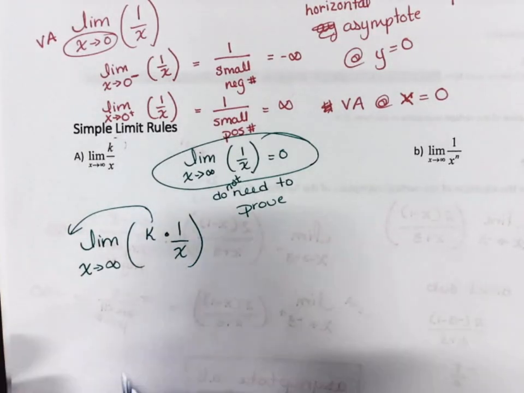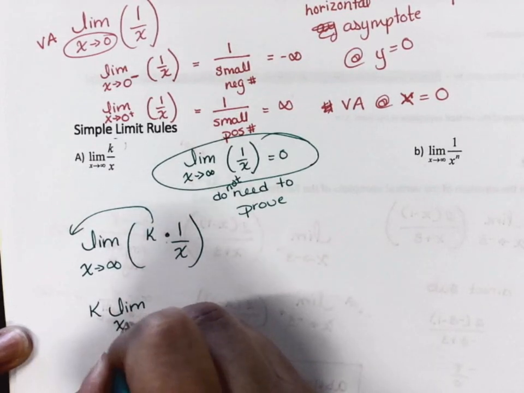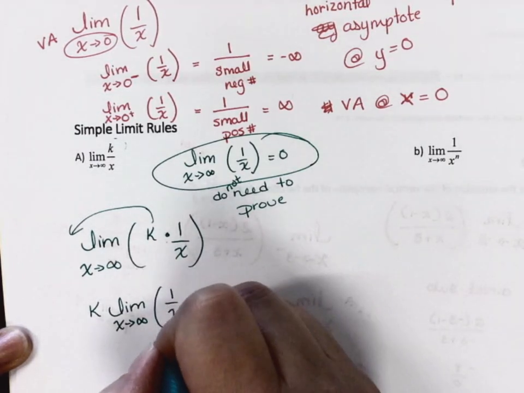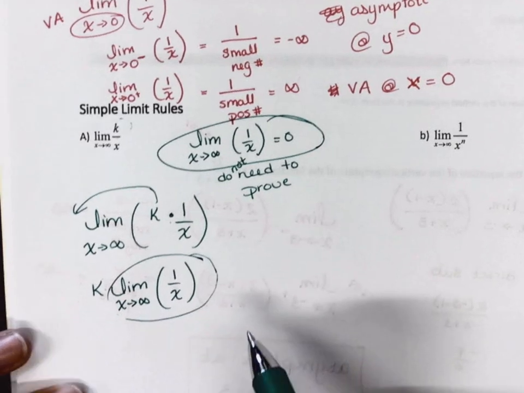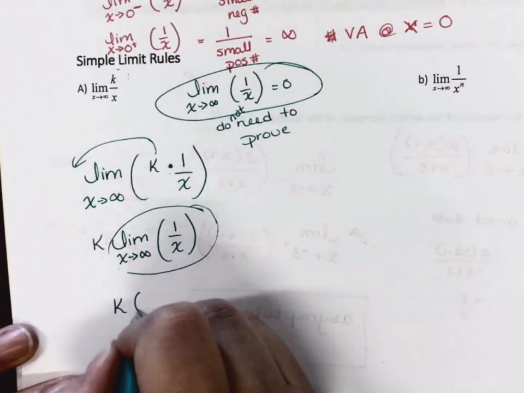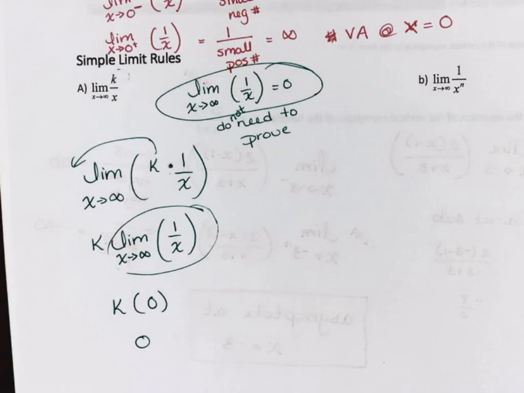from L2. So this would be k times the limit as x approaches infinity of 1 over x. And we know that has a value of 0. It's equal to 0. So it would be k multiplied by 0, which is just 0. So if you have a function that is 2 over x, you don't have to do any math. You already know the limit's 0.